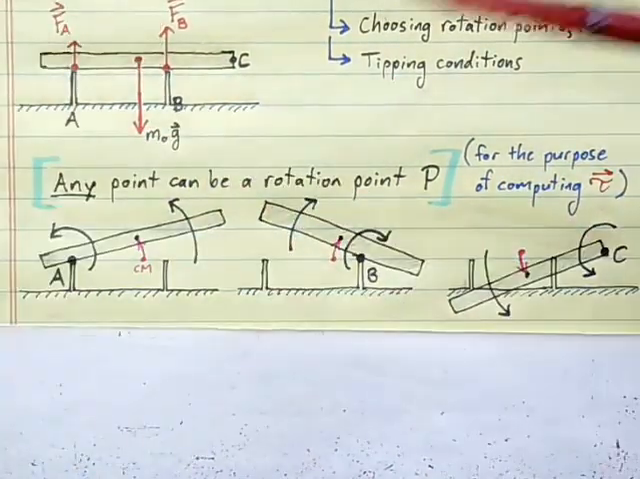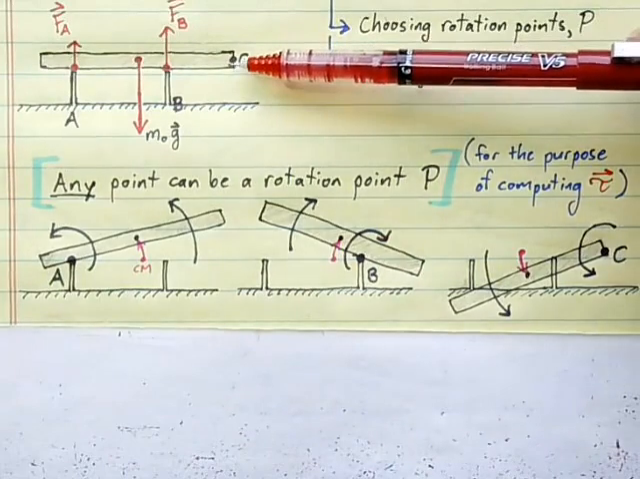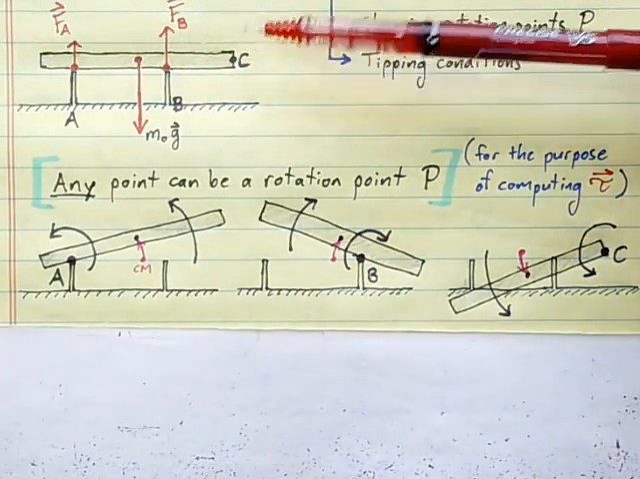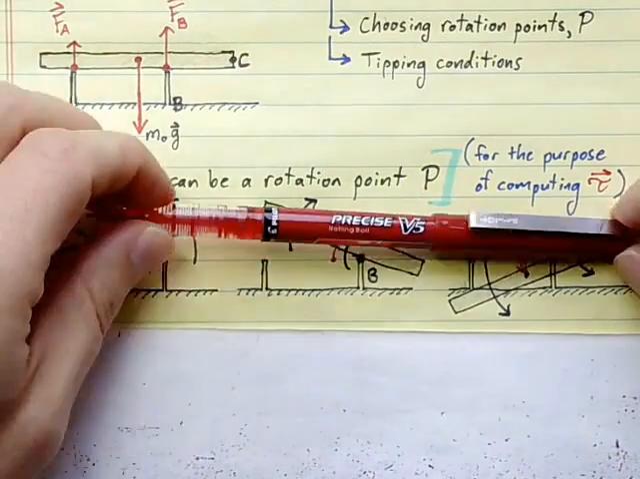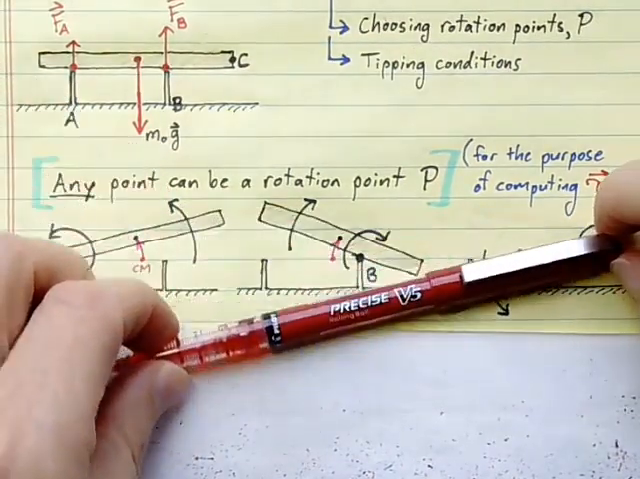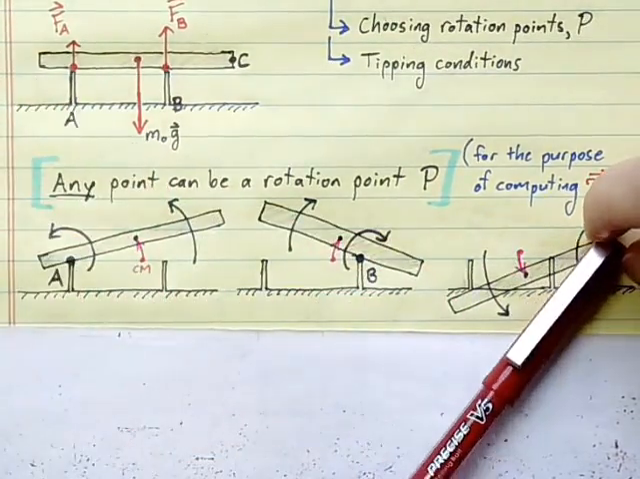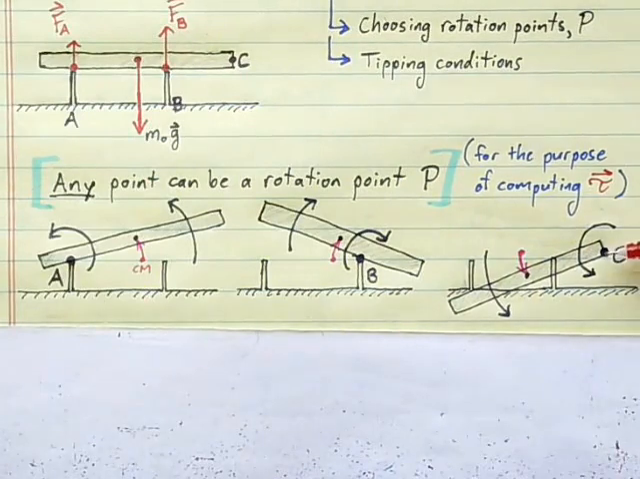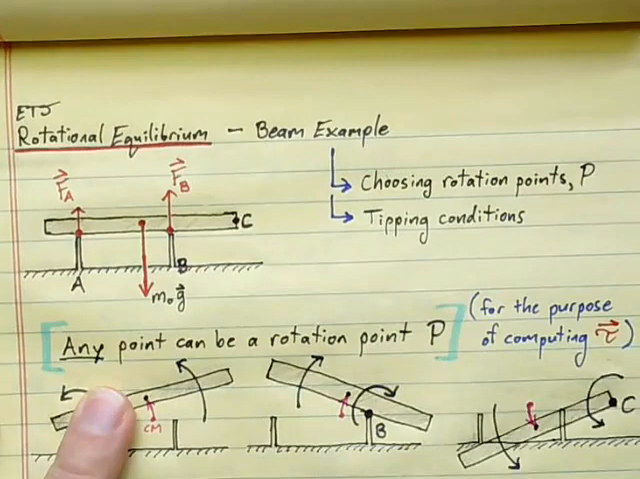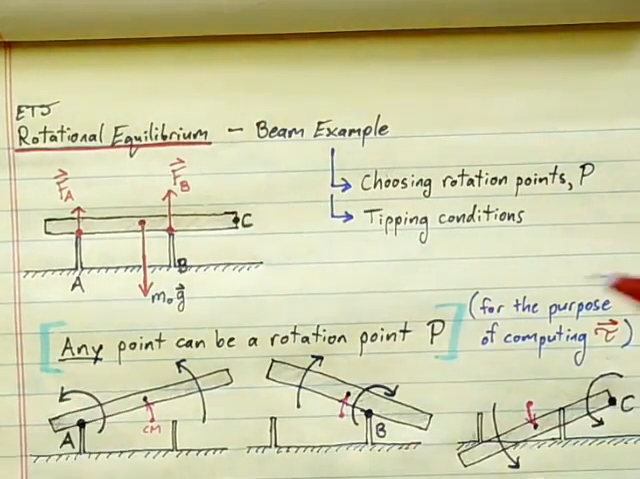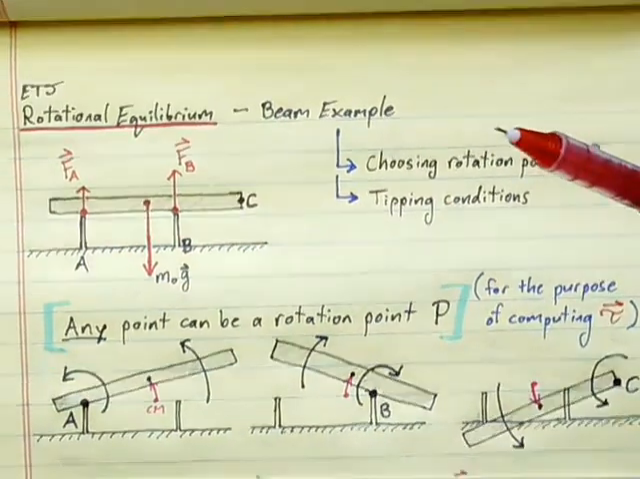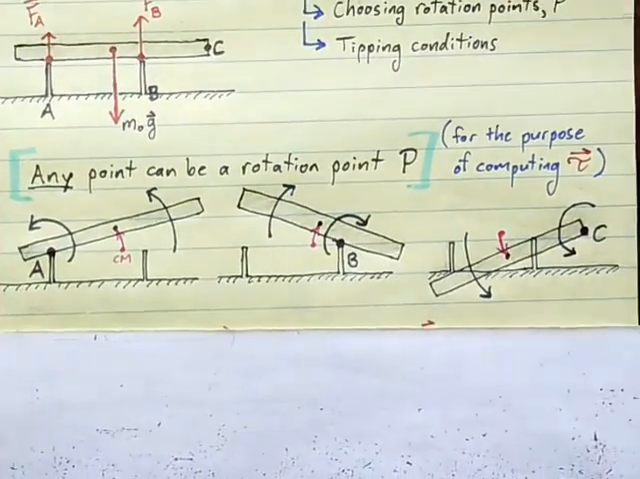We can even imagine that point C over here, which isn't attached to anything, being the rotation point, as if the beam were going to drop down and fall through the floor that way. Realistically, we know this isn't going to happen, but for the purposes of computing the torques and establishing our conditions for equilibrium, we're free to pick any point to be our point of rotation. So let's see how that works.